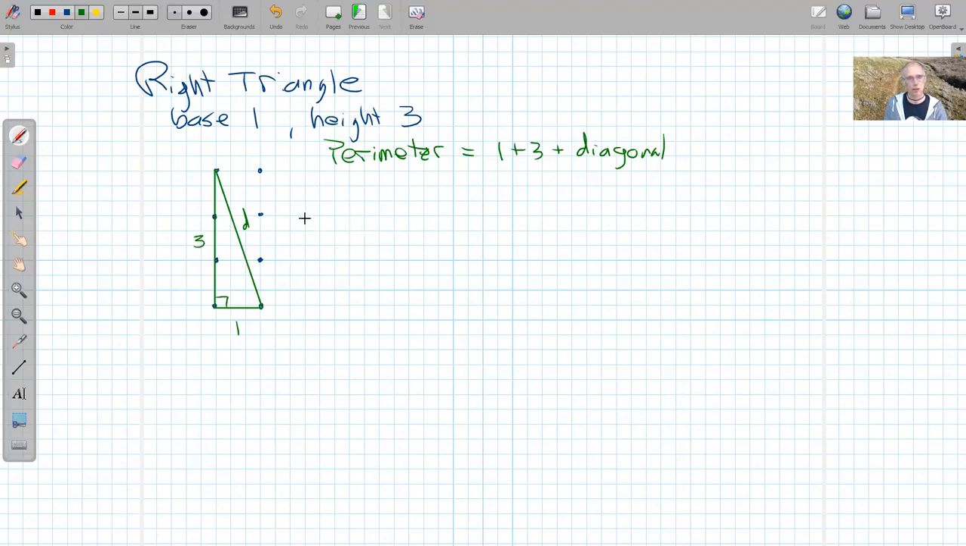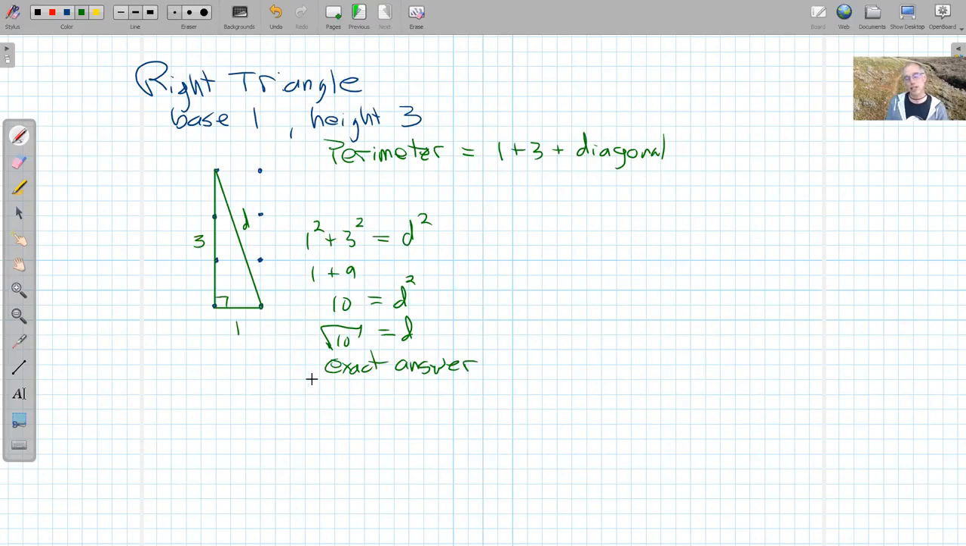Pythagorean theorem helps me out here. Pythagorean theorem says that 1 squared plus 3 squared has to be equal to the diagonal squared. 1 squared is 1, 3 squared is 9, that's 10. So I'm trying to find a number whose square is 10. Well, that's what the square root means. What number has a square of 10? This number. Now, 10 is not a perfect square, so that is the exact answer. And so what I'd like you to find is the exact answer.